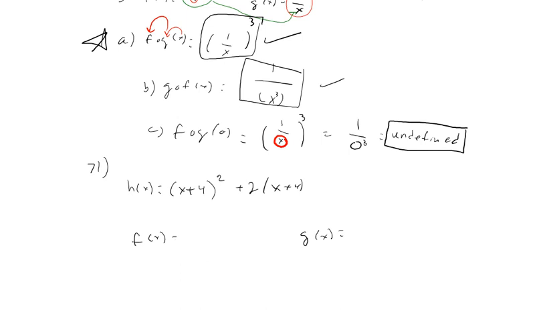If h is the combination, we need to find the inside and the outside function. You look for these clues, these parentheses. Inside has this x plus 4 happening here and here. So I can call this x plus 4, maybe that's inside.